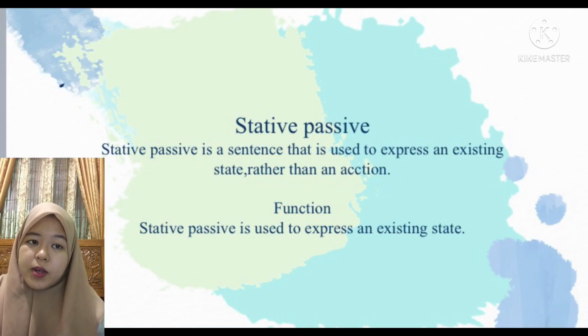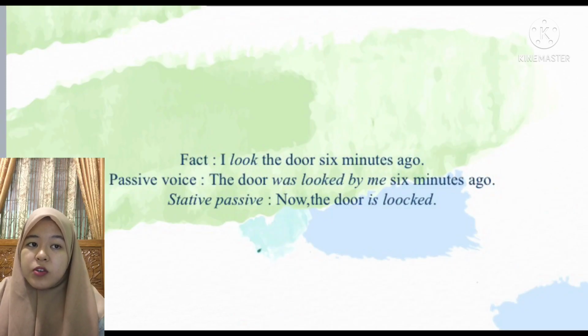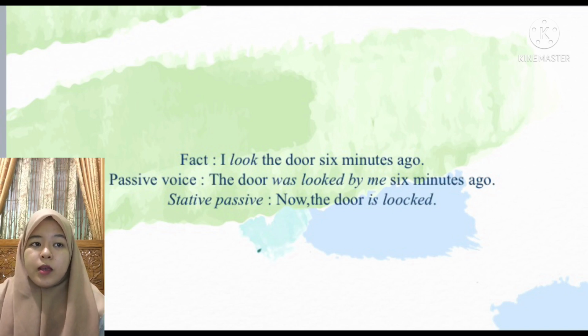Stative passive is used to express an existing state. Notice the difference between the sentences below. Fact: I locked the door 6 minutes ago. Passive voice: the door was locked by me 6 minutes ago. And stative passive: now the door is locked.